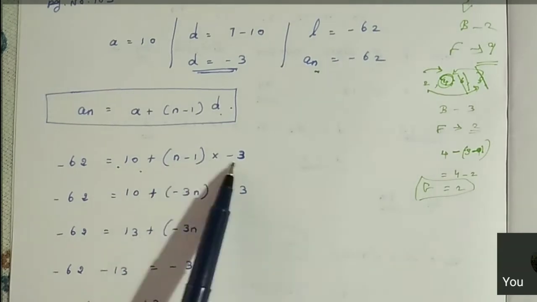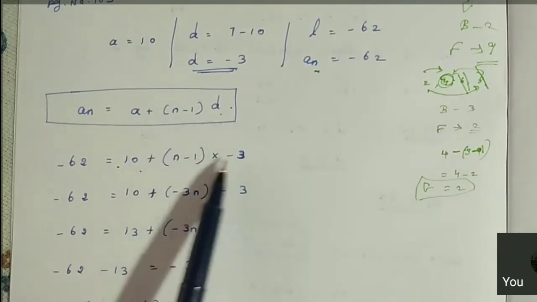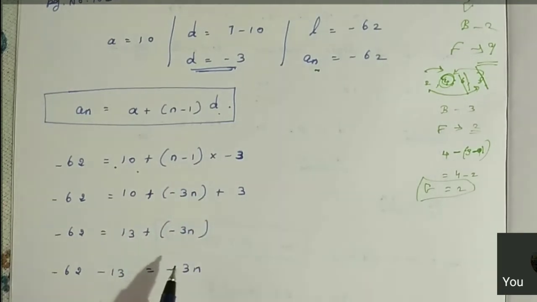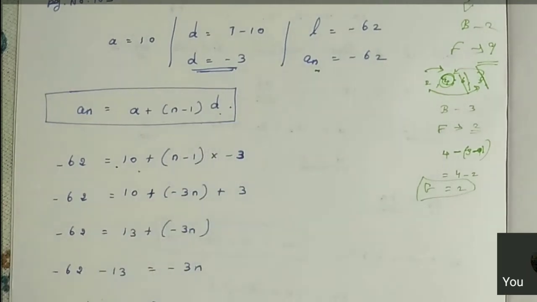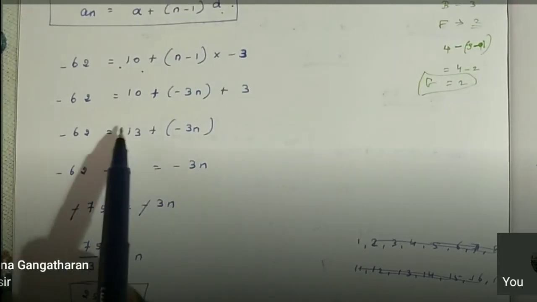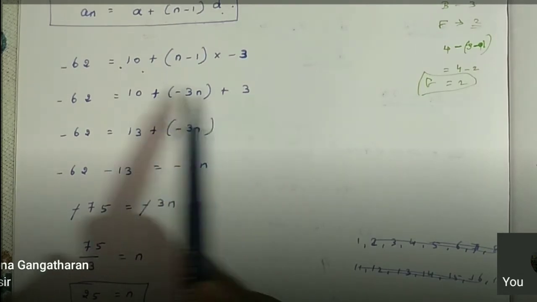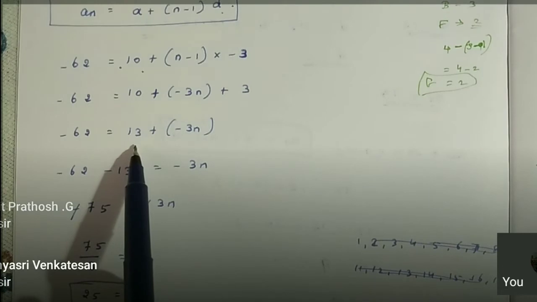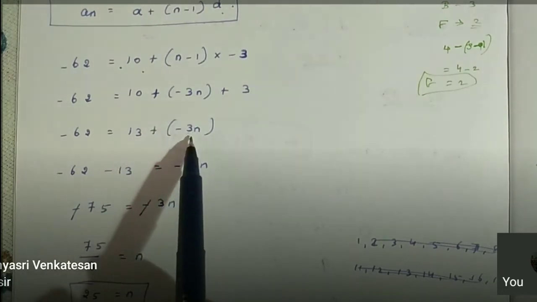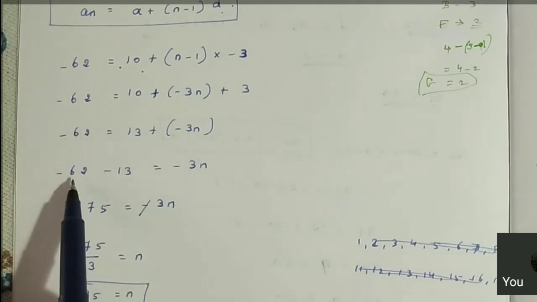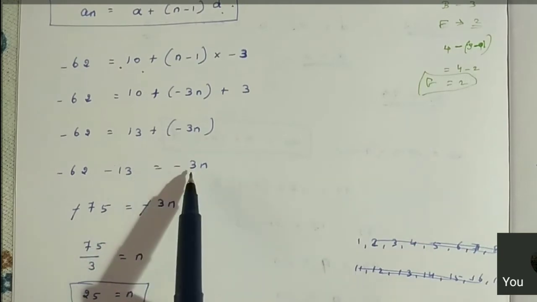Now you can multiply by the distributive property. So minus 3 into n is minus 3n, and minus 3 into minus 1 is plus 3. Next, minus 62 is equal to 10 plus 3, that is 13, plus minus 3n. Then you can transpose the 13 to the left-hand side. So plus 13 will come to this side as minus 13. So minus 62 minus 13 is equal to minus 3n.